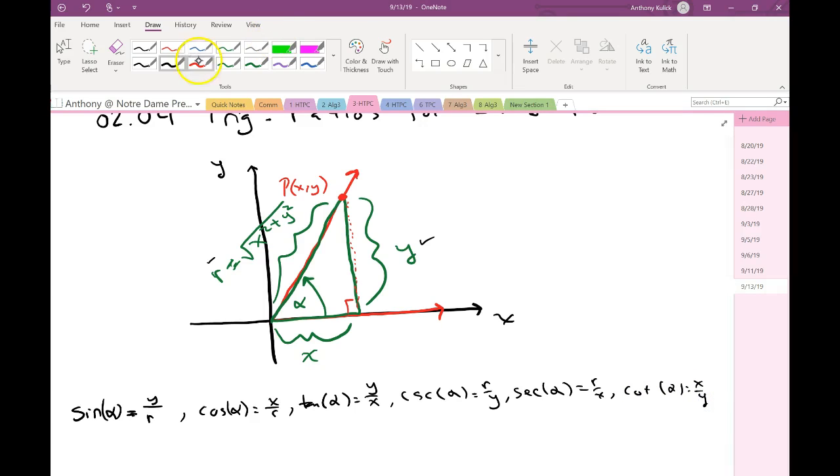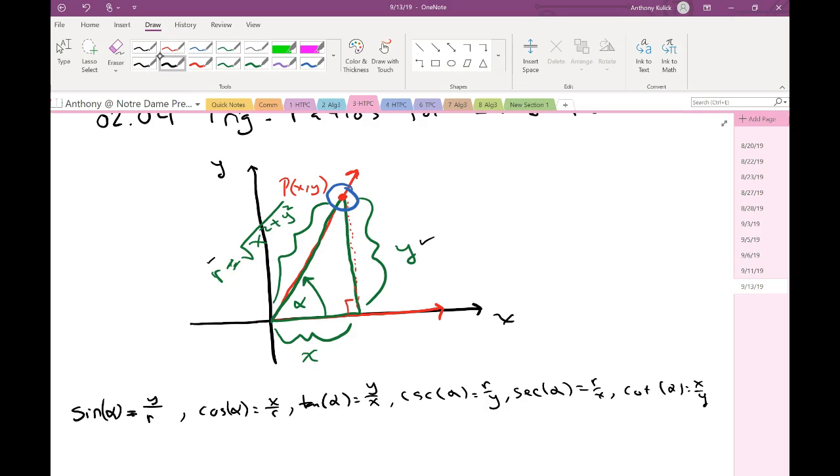And at first glance, you might have said, Mr. Kulik, this is the same right triangle definition that you've given me before. Like, what the heck? You told me this was going to be different. It is different. Because we are not defining this in terms of a right triangle. We're defining these values in terms of a point on the terminal side of our angle. It is fundamentally a different definition, and you'll see why in a moment when we do an example.